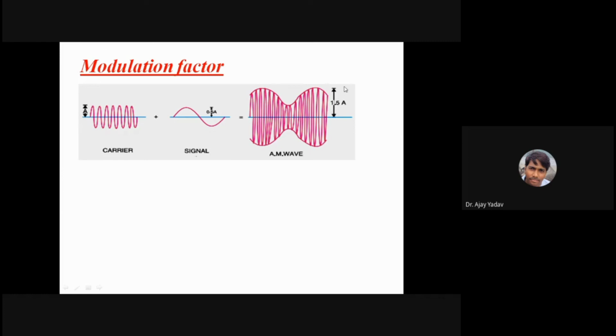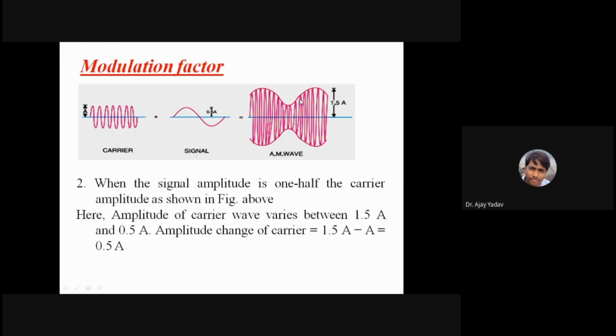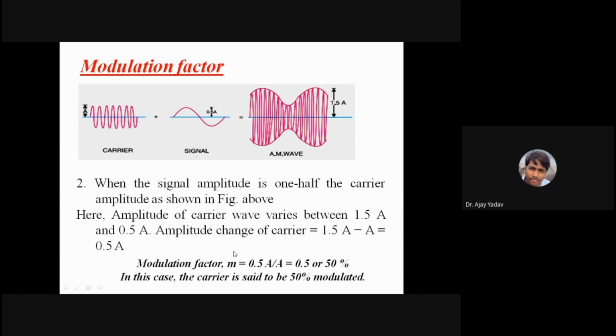Now here if you see the maximum is 1.5 centimeter, and what was the original? 1 centimeter. So what is the change? 0.5 centimeter. Am I right? So let me write here. So here the amplitude of carrier signal varies between 1.5 centimeter to 0.5 centimeter. So the maximum change is what? 1.5 minus 1, so 0.5 A, and what was the original? Original was capital A. So modulation index in this case will be 0.5 A divided by capital A, so 50%. So here in this case, the signal is 50% modulated.